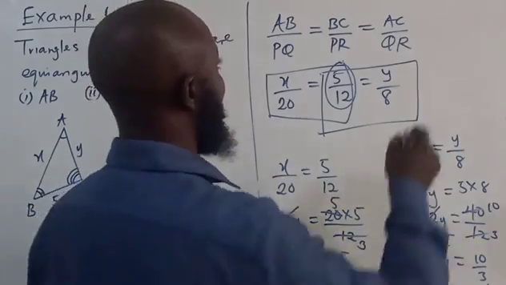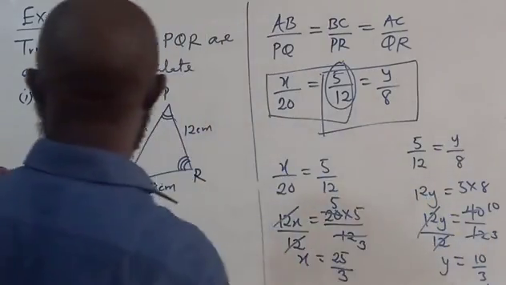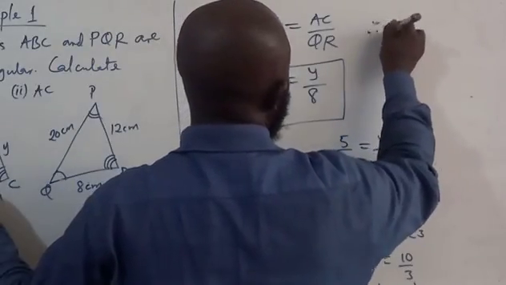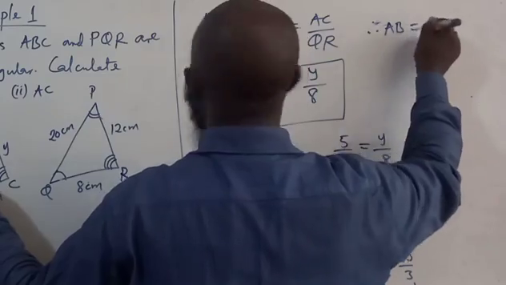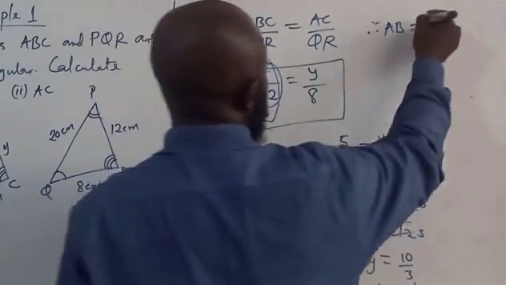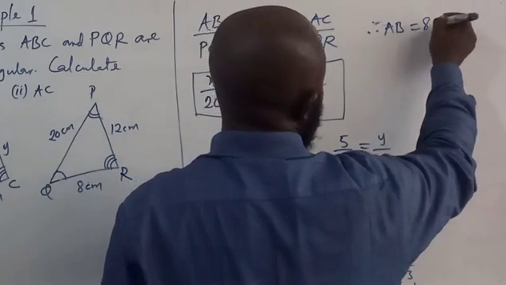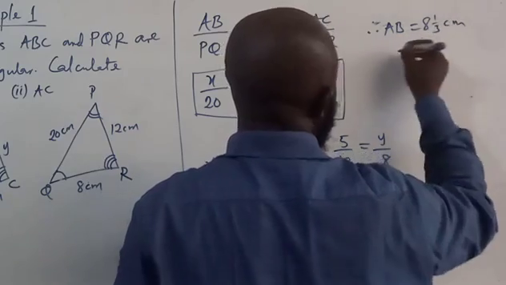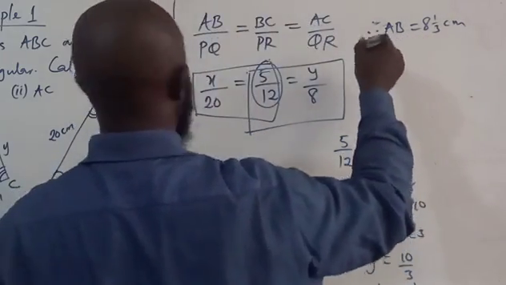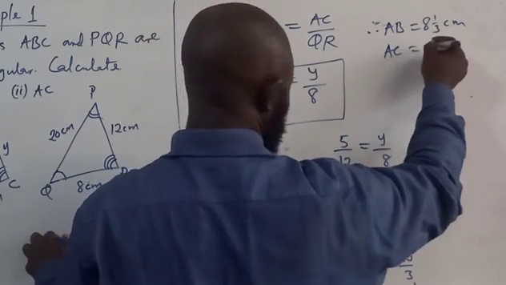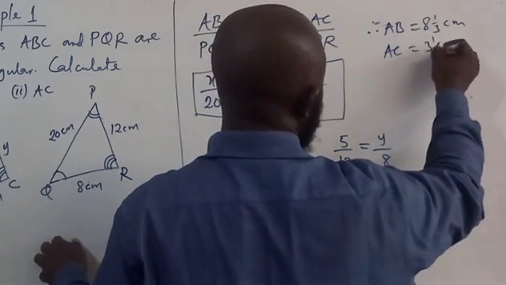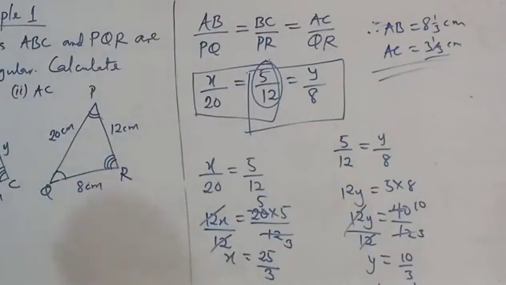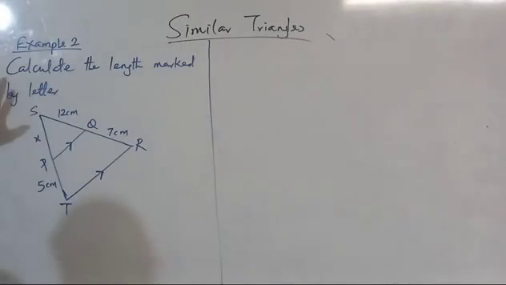So we can therefore say that x, which is AB, equals 8 and 1 over 3, that's 8.3 centimeters, while the AC is what? 3 and 1 over 3 centimeters. So that is our final answer. That's for example 1. Example 2 here.